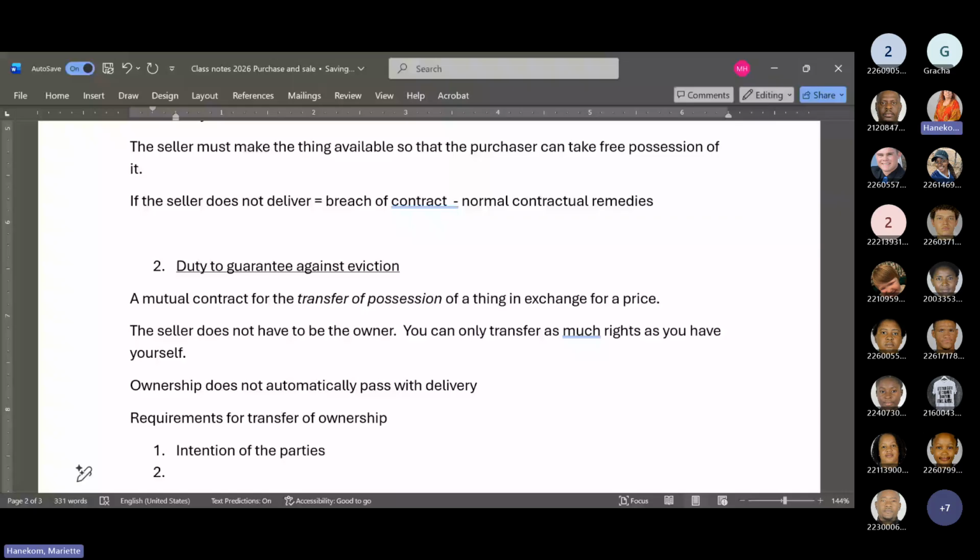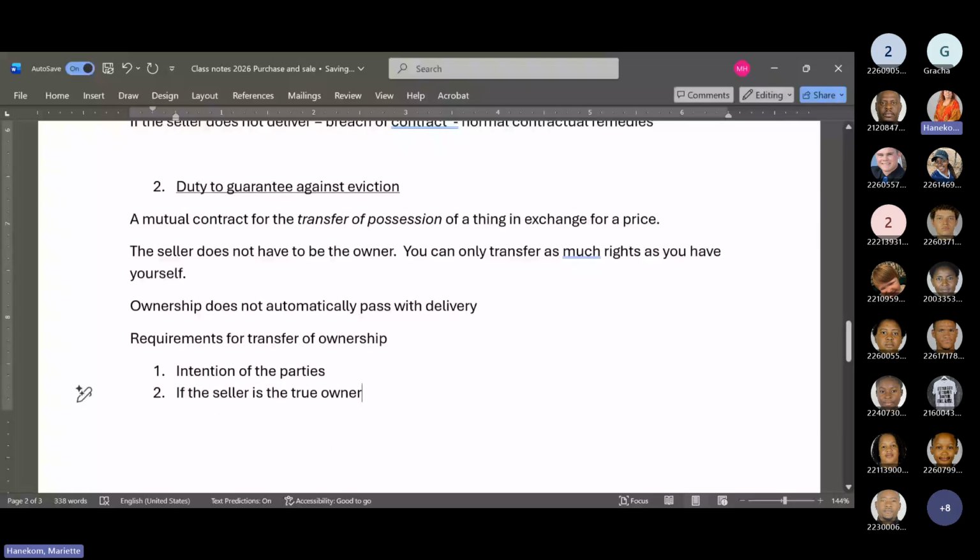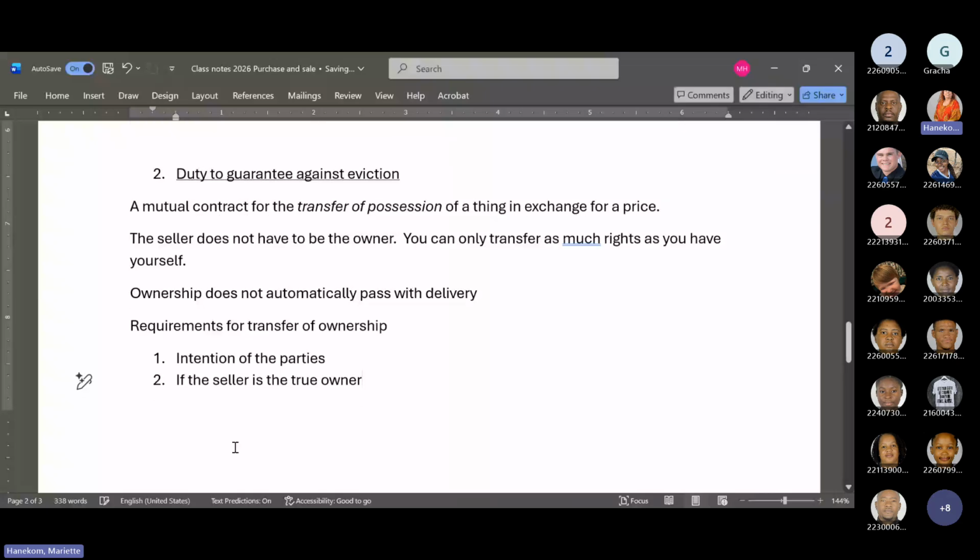And secondly, if the seller is the true owner. If the seller is not the true owner, you can have intention until you are blue in the face, but ownership will not pass.